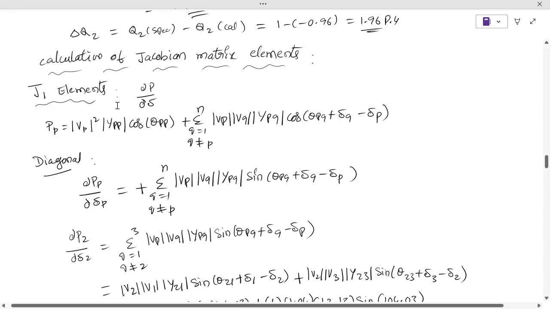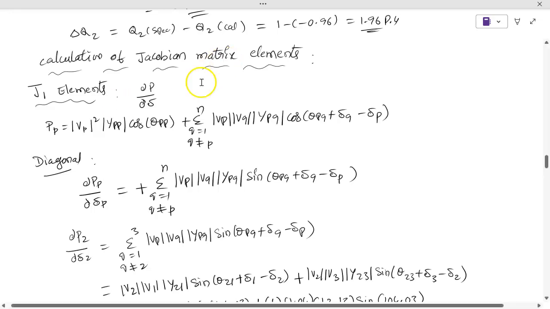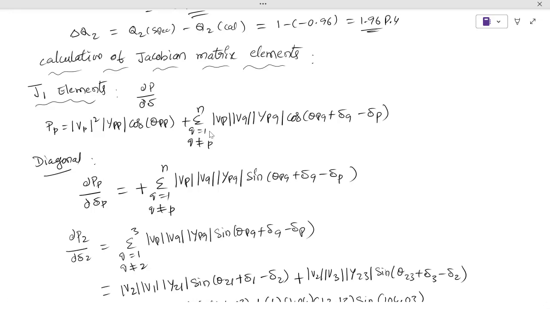Now, in the examination, you will not get the complete problem. You may be asked only to calculate J1 elements, or only J2 elements, or only J3 elements. Like that, just a part of this problem will be asked in the examination. Keep that in mind. But you have to prepare and practice the complete problem, and then answer that part of the question as asked.